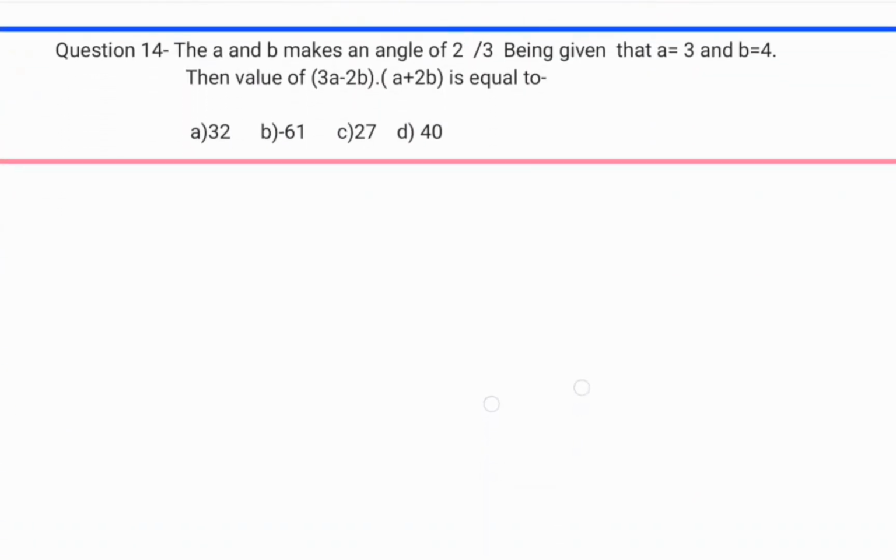Okay, now move to the next question, question number 14. Now let's see question number 14. The vector A and vector B make an angle of 2 pi by 3. Being given that the magnitude of vector A is 3 and the magnitude of vector B is 4, then the value of this term. Here it is asked the value of this term. Okay, how to solve? Just look.